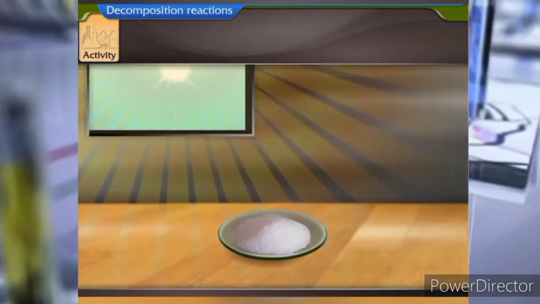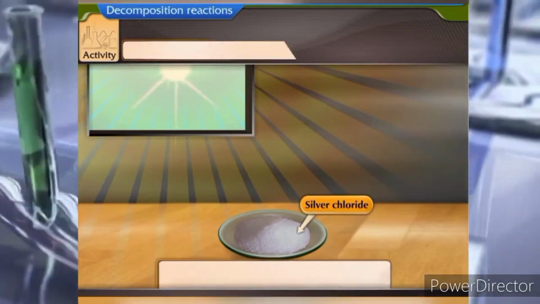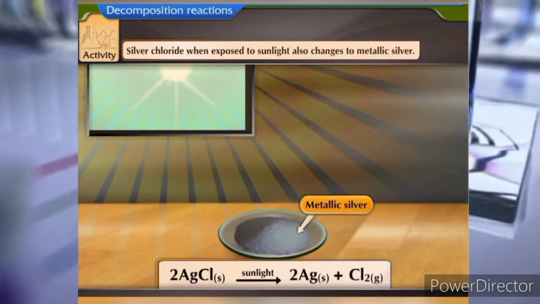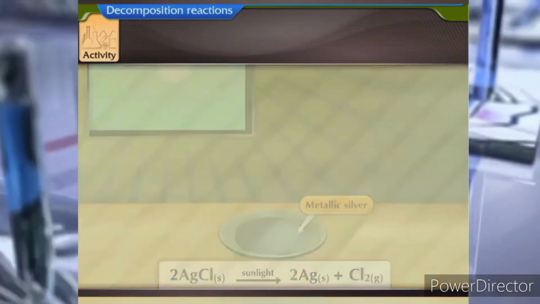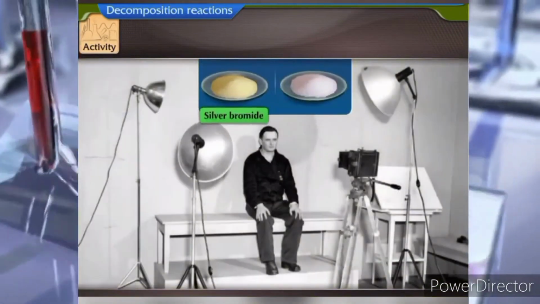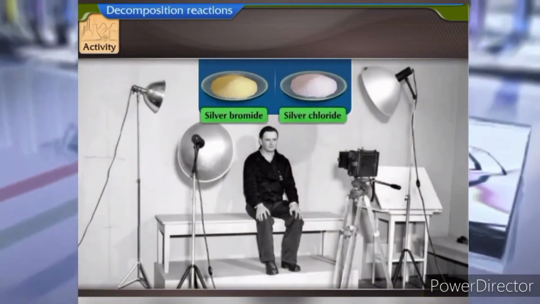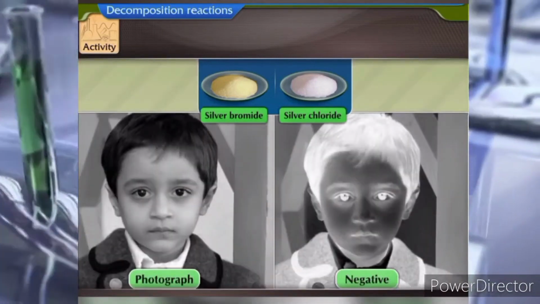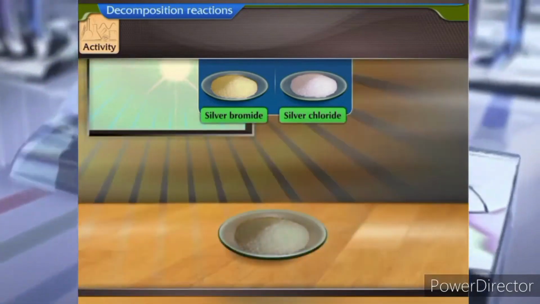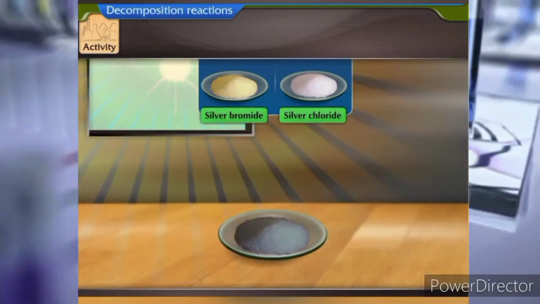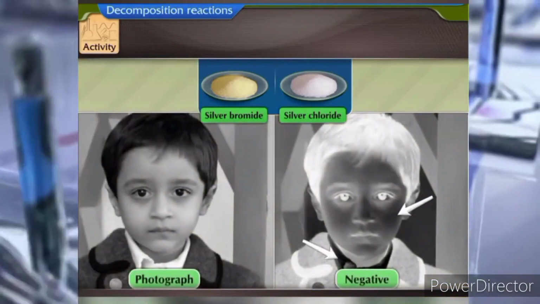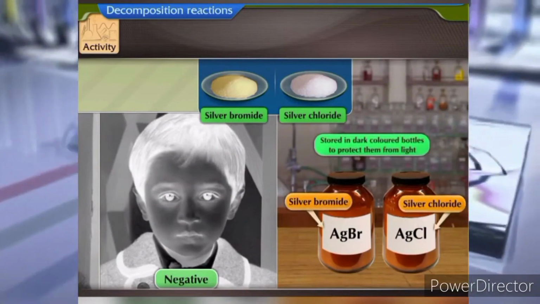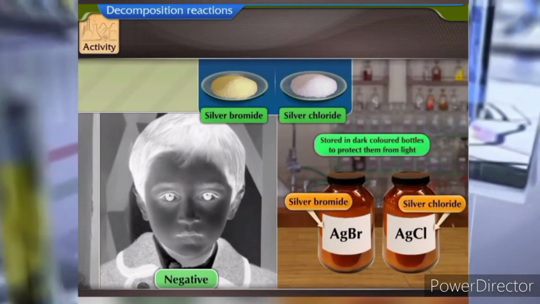A similar observation can be made using silver chloride. Silver chloride, when exposed to sunlight, also changes to metallic silver. Silver bromide and silver chloride are used in photography during the process of developing of photograph negatives. This is because silver salts, when exposed to light, turn to metallic silver, which block light and appear as the black part of the film negative. In laboratories, these compounds are stored in dark-colored bottles to protect them from light.